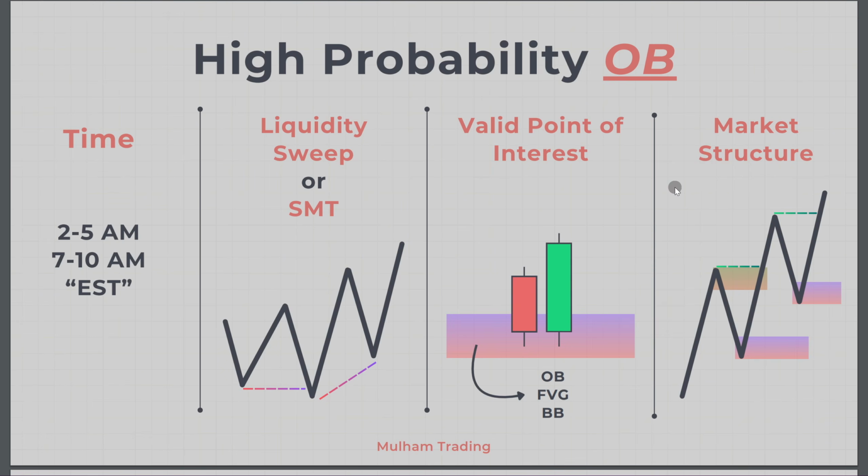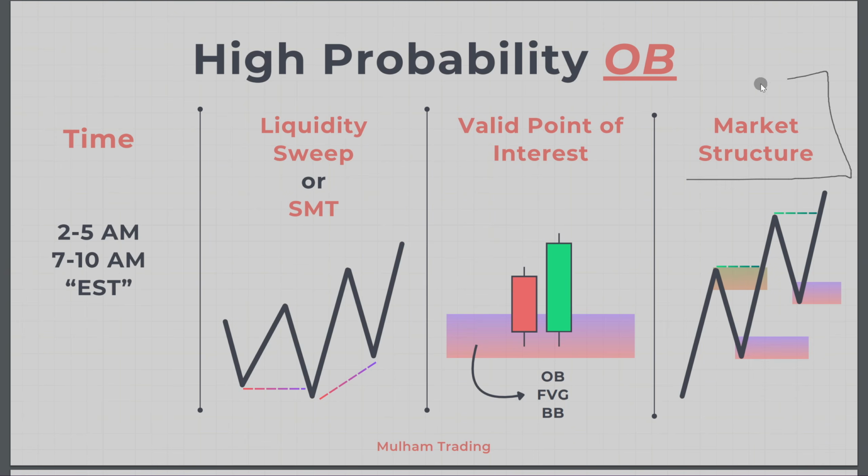Another point of interest also is a fair value gap. So if we have this creation of an order block, or changes to delivery, at a fair value gap, so let's assume this is the fair value gap here, and we get this creation of an order block, then this becomes a high probability one to trade off. Another one is a breaker block, and the breaking above a breaker block is how we identify market structure.